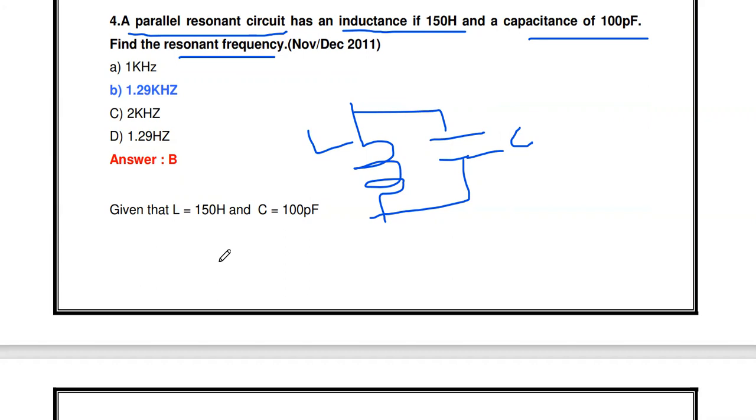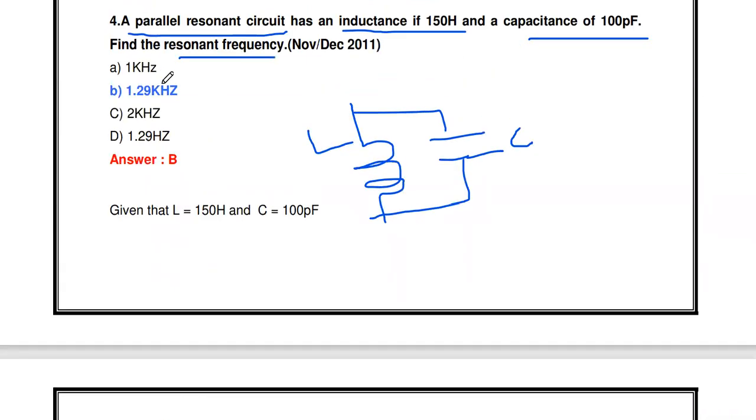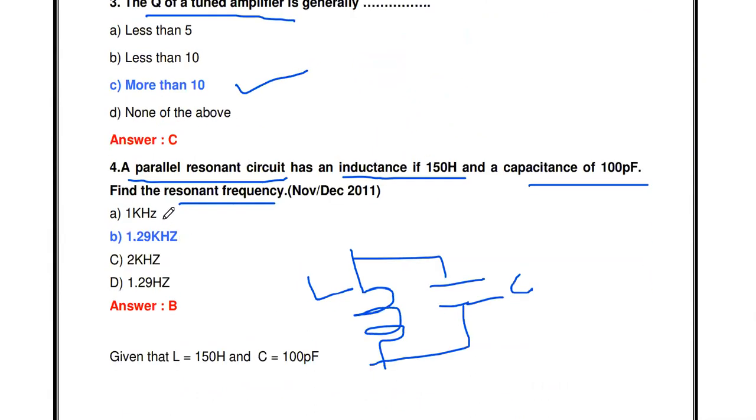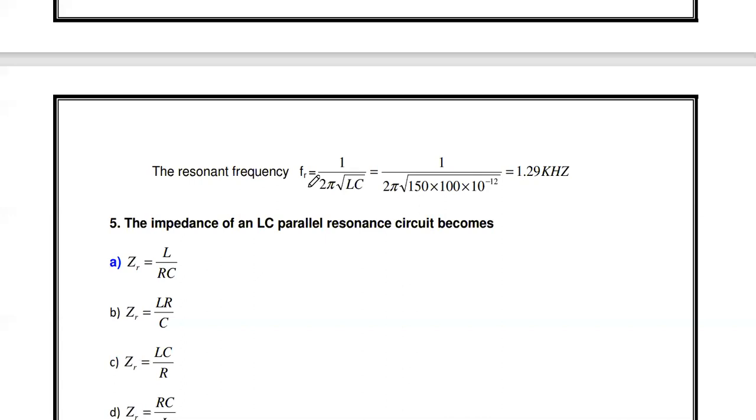So find the resonant frequency. You know the formula. What is the resonant frequency formula? The resonant frequency in hertz. Sometimes, if the answer is given in hertz you have to find FR, and if the answer is given in radians you find omega R. Here the answers are given in hertz, so we have to use the formula: the resonant frequency FR is equal to 1 by 2 pi square root of LC.